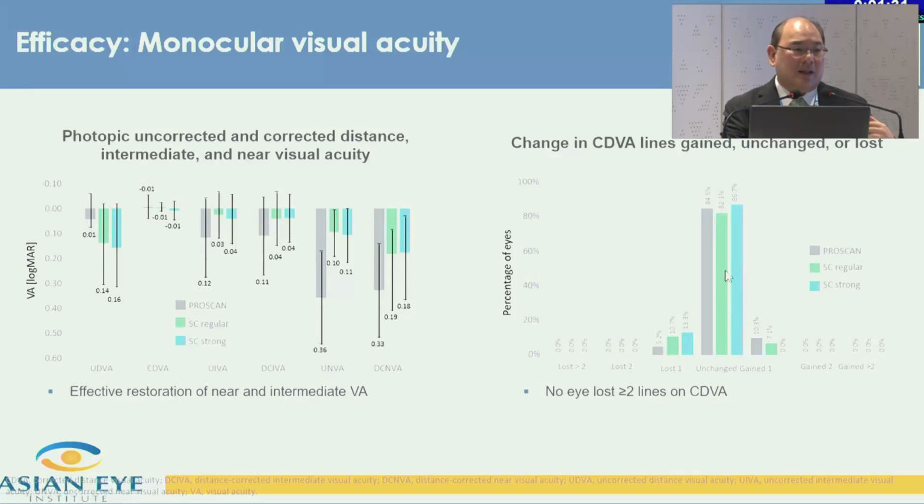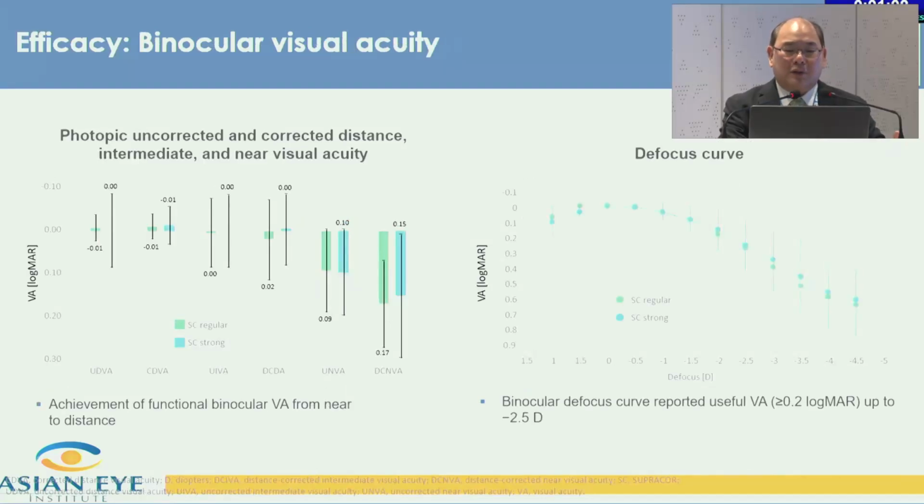Now, one of the things that are evaluated in presby-LASIK treatments is, does the algorithm cause loss of lines of vision? Because of the improved smoothness of the profile, none of the patients lost 2 lines or more. Previous studies showed that they lose 2 lines, but now no more. The focus curve shows a smooth, continuous range of vision, and in terms of photopic and uncorrected near vision, you see this good distance, intermediate, and near vision.